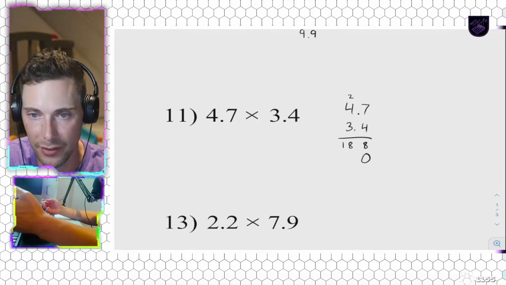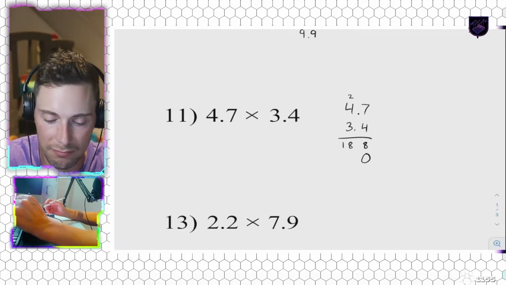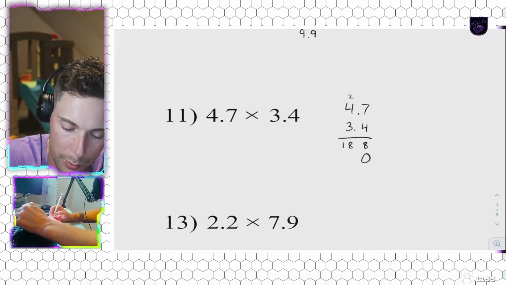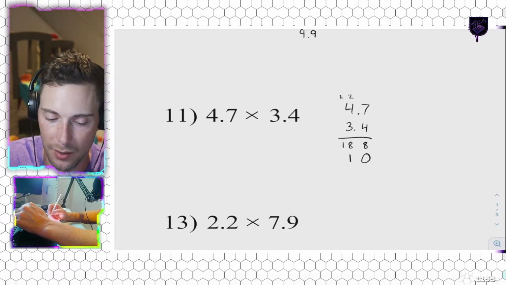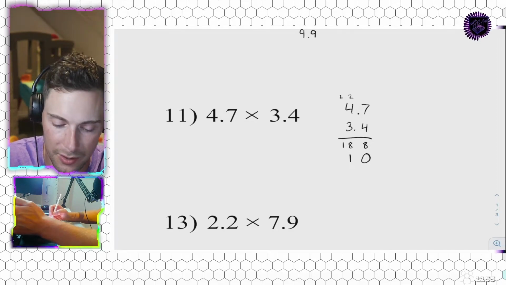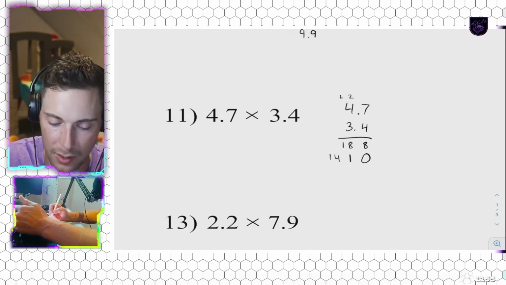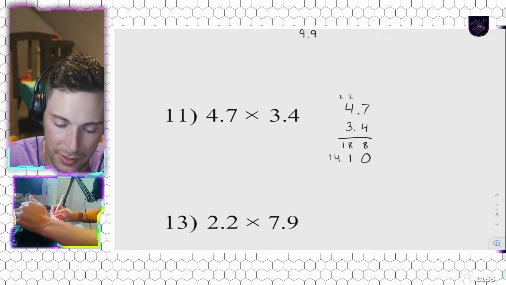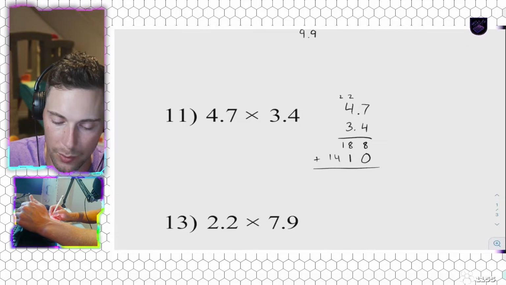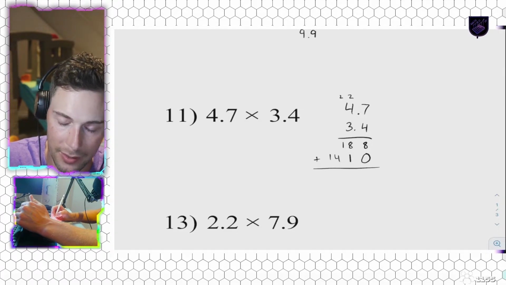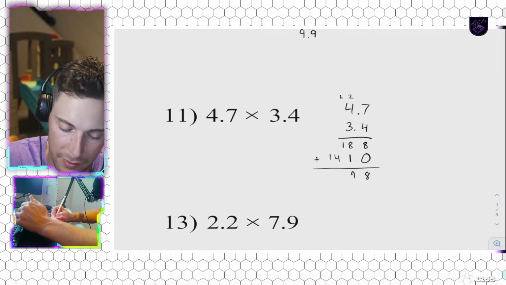30 times 7, in this case, 3 times 7 is 21. We'll write our 1. We'll carry our 2. 3 times 4 is 12, plus 2 is 14. Then we'll add our numbers together. We'll go 8 plus 0 is 8. 8 plus 1 is 9. 4 plus 1 is 5. And then we'll drop down our 1.